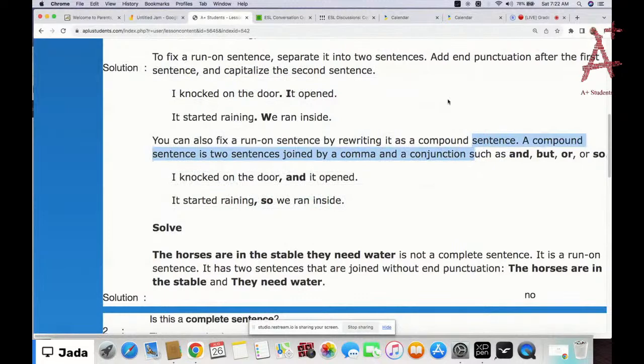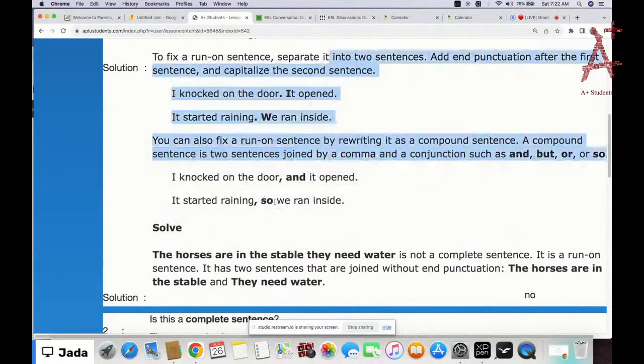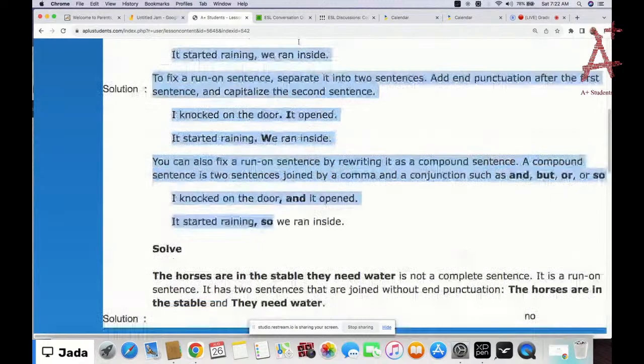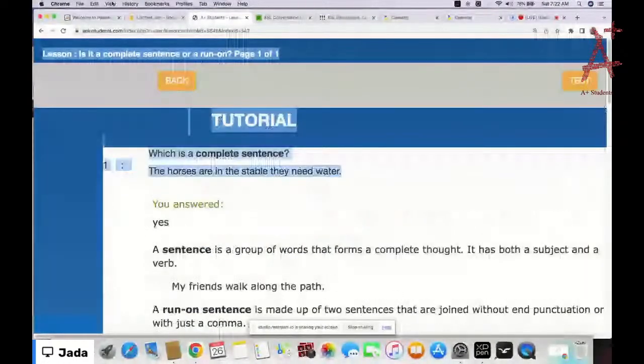Okay, so that's basically everything. I hope that you guys understand the difference between the run-on and the sentence fragments. So the run-on is two sentences joined together. Okay, so we will check some examples.